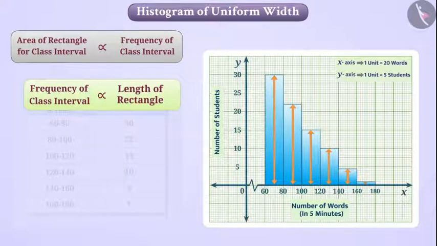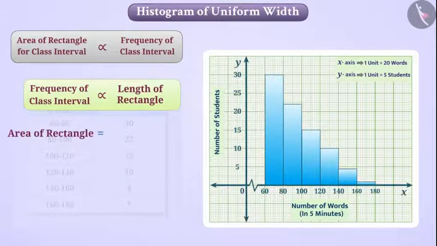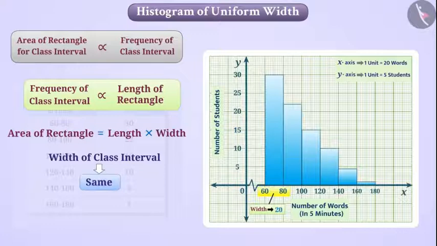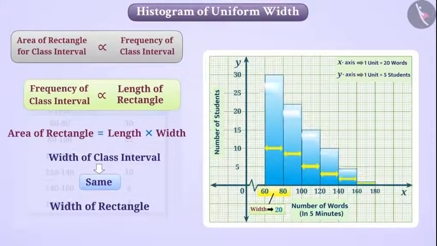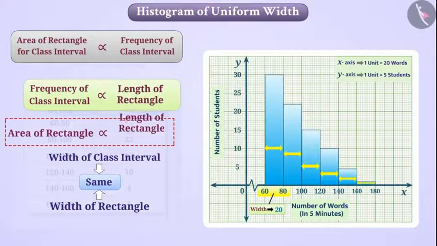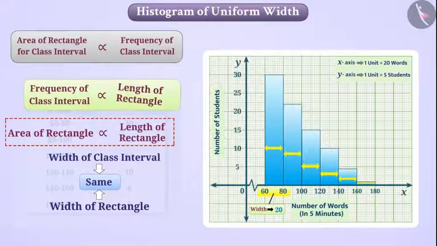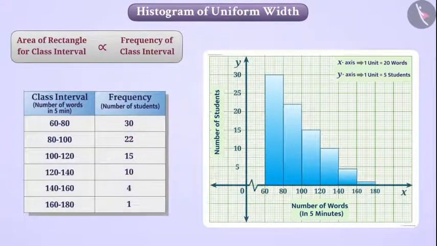Let me tell you. We know that the area of a rectangle is length multiplied by width. Here, the width of each class interval is the same. So, the width of rectangles to be drawn for them will also be the same. If the width of the rectangle is kept the same, then its area is proportional to its length. Then, the length of the rectangle can be taken in proportion to the frequency of the class intervals. This will also make the area of the rectangle proportional to the frequency of that class interval. In this way, we will get a histogram.